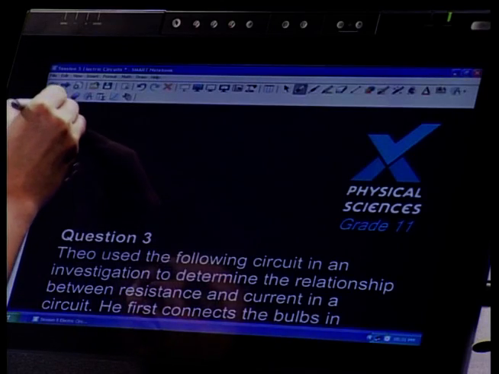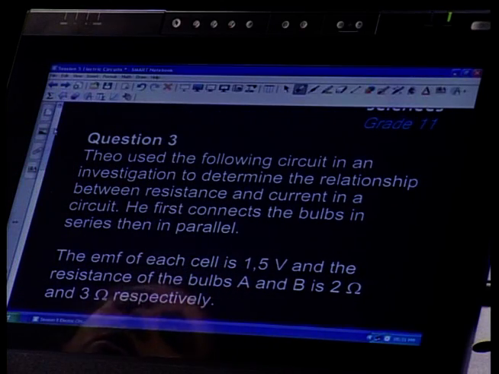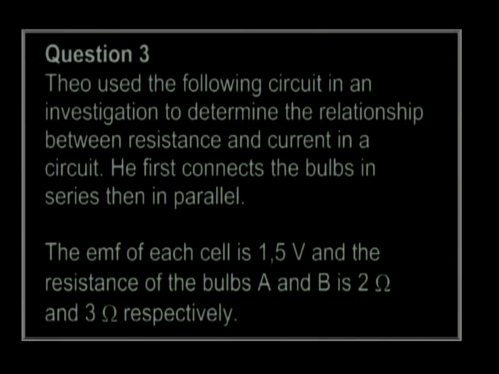Let's see, question 3. Theo used the following circuit in an investigation to determine the relationship between resistance and current in a circuit. He first connects the bulbs in series and then in parallel. From your knowledge on series and parallel connections, you should remember, once they're on a parallel connection, your total resistance decreases. So you can already start forming an idea of what Theo is going to encounter in this problem.